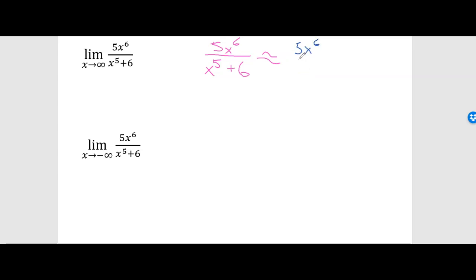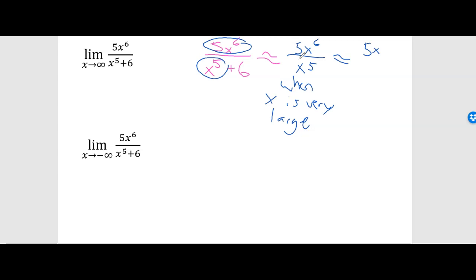We just take the leading term of the numerator, the leading term of the denominator, right? When our x values are very, very large. When x is very large. And of course, this is true when x is very large in the positive direction as well as when x is very large in the negative direction. And then, of course, if we continue to simplify, we get 5x over 1, or just 5x. Much easier to find the limit of.